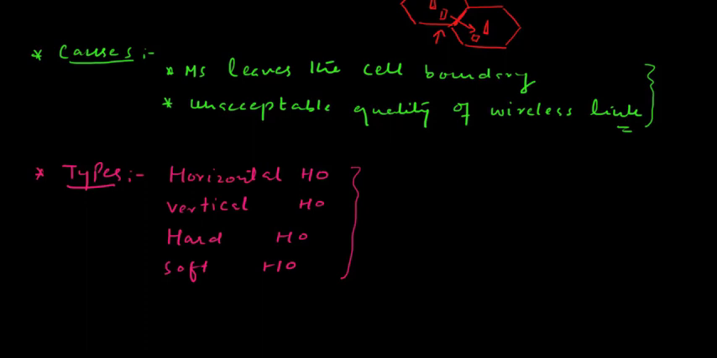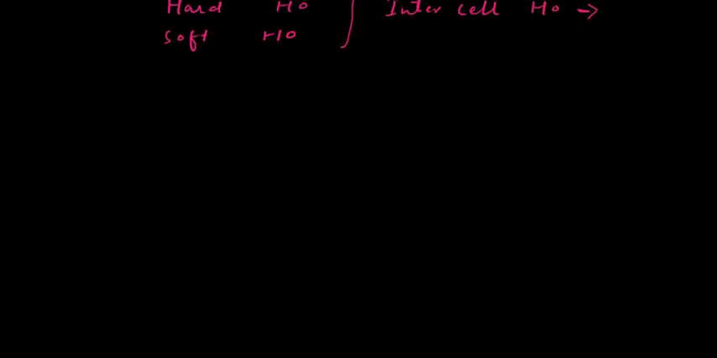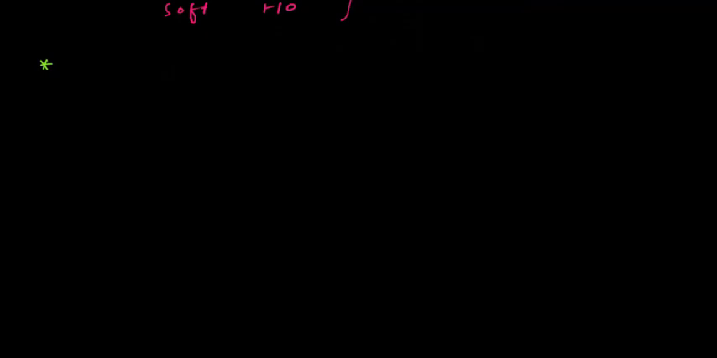And in these types of handoffs, you have intra-cell handoff and intercell handoff. Intra-cell means you are just changing the channel in the same cell, whereas in intercell you need to change the cell also along with the channel. So these are some types of handoffs, and we can categorize handoff into two categories.